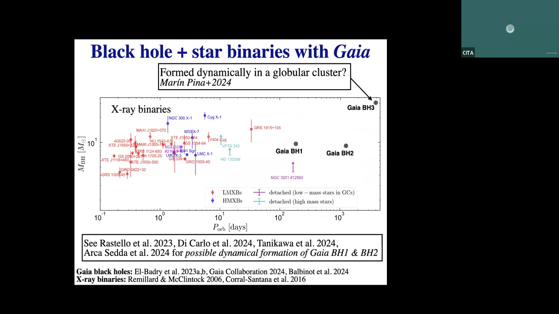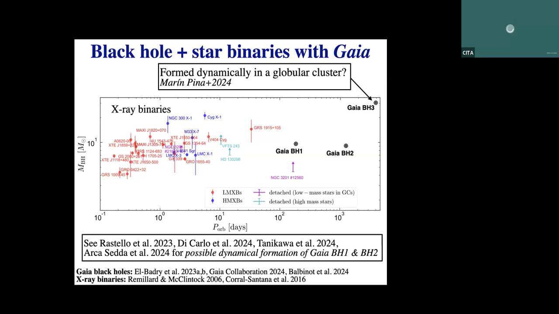Okay. So these black hole binaries and clusters are also closely related to the other method for observing black holes over the past few years, using Gaia. Gaia is a really great observatory for making astrometric measurements of stars.